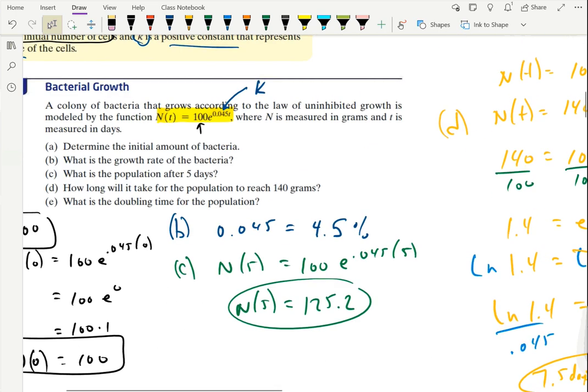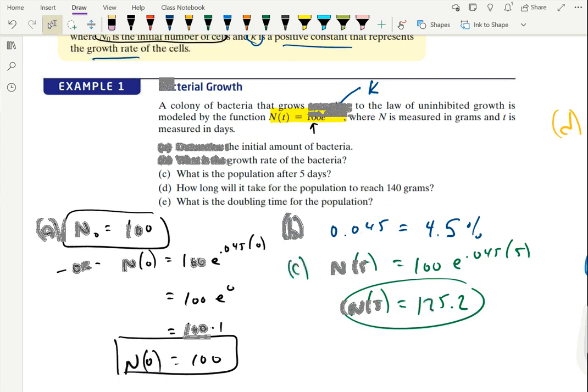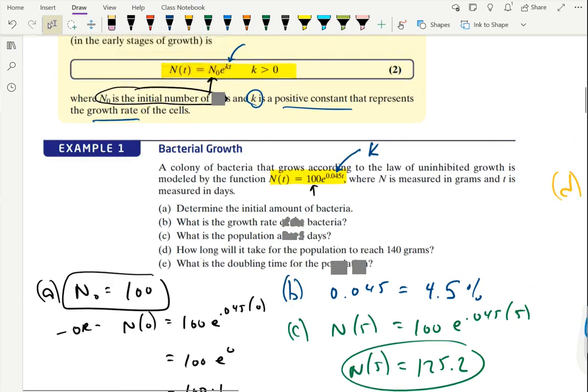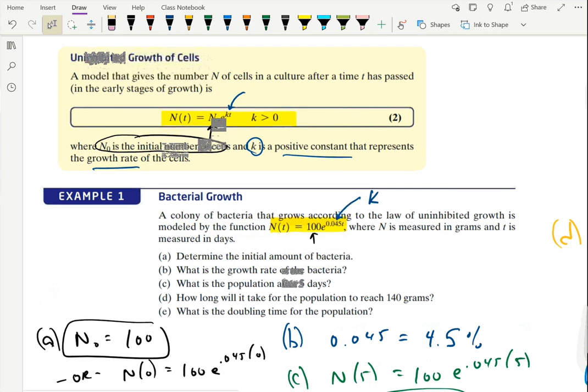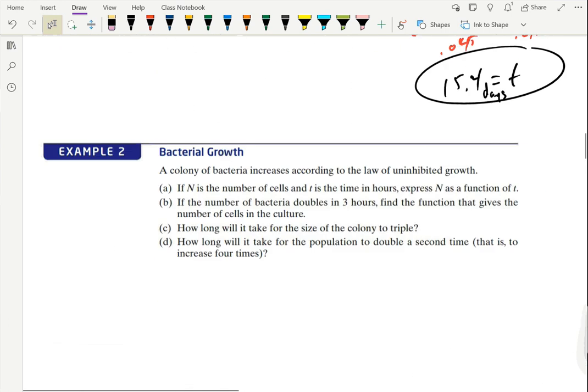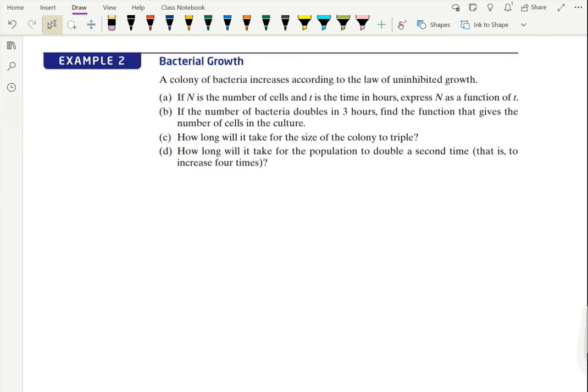So a variety of questions that we've taken a look at, put this up here, based off that law of uninhibited growth, or the uninhibited growth formula. Okay, so as we take a look at that one, let's move on. Let's do another example. Another bacterial growth example here.